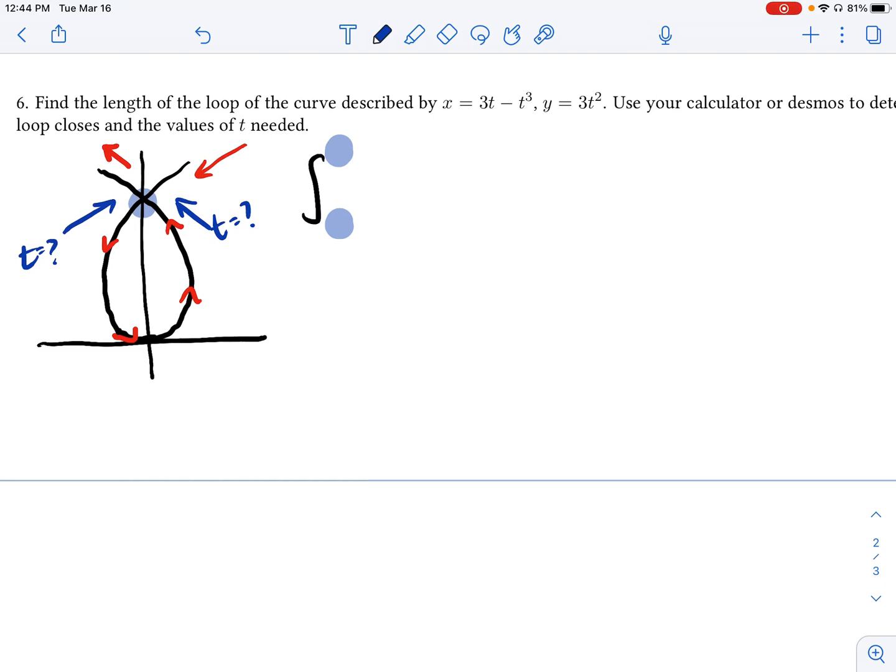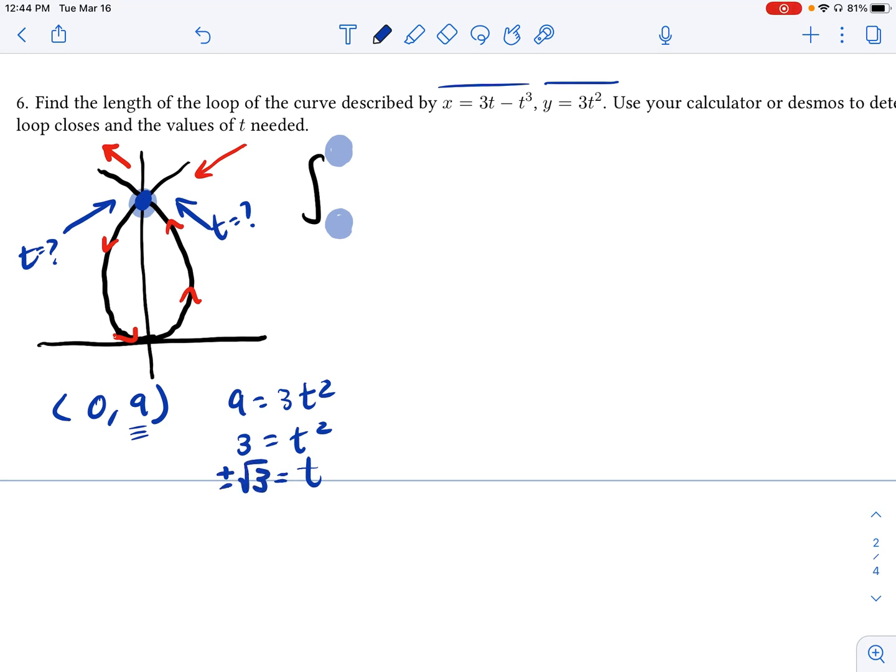And what you should find here is that, yes, this coordinate that I have highlighted is actually (0, 9). So you could plug any one of those x and y values back into your original parametric equations and find your t values for which that works, right? Let's say, for example, I set my y value 9 equal to my parametric equation. So y is equal to 3t squared, t squared is equal to 3, so t is equal to plus or minus root 3. So when t is equal to negative root 3, that's where this starts.